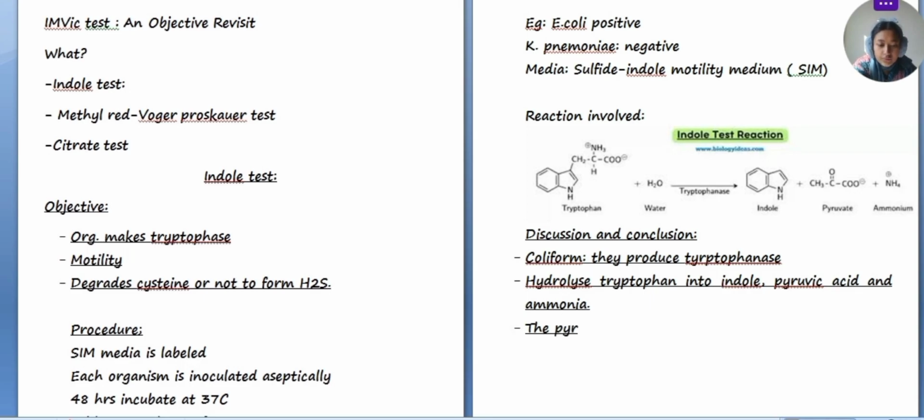The pyruvic acid thus produced is then used in the Krebs cycle, and then we have the Krebs cycle, etc., or glycolysis.